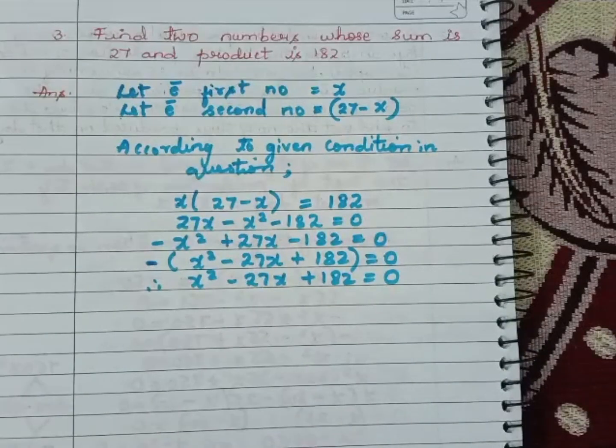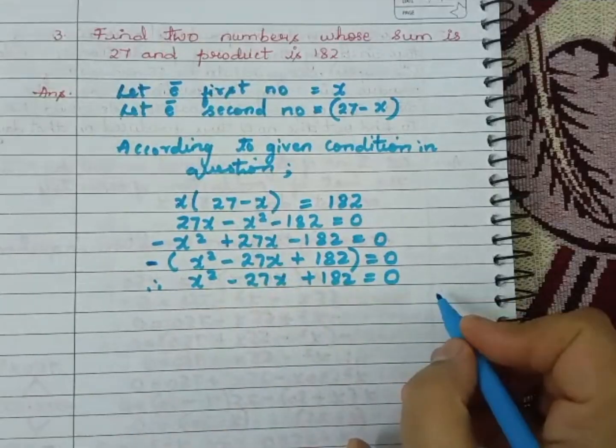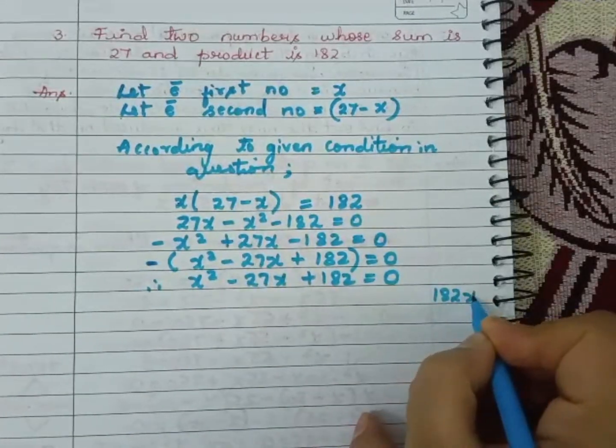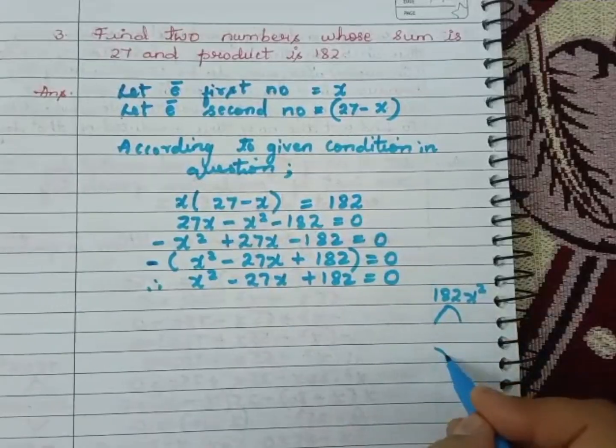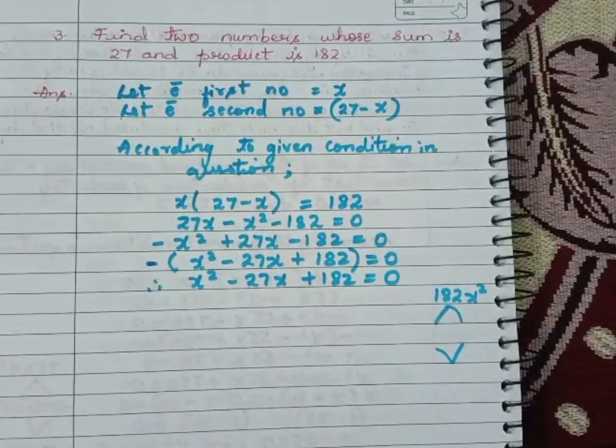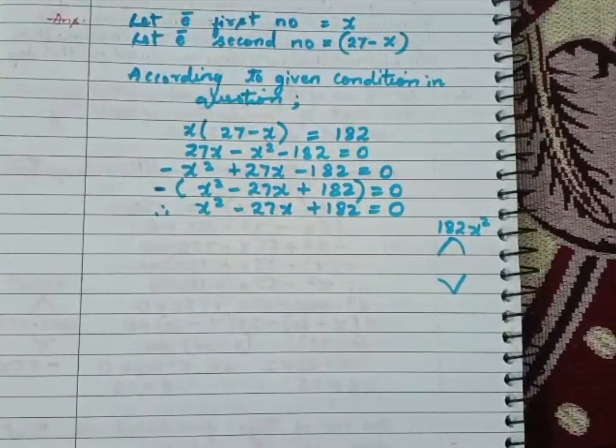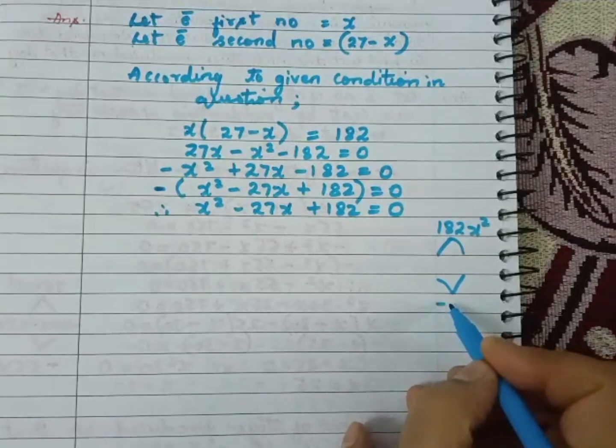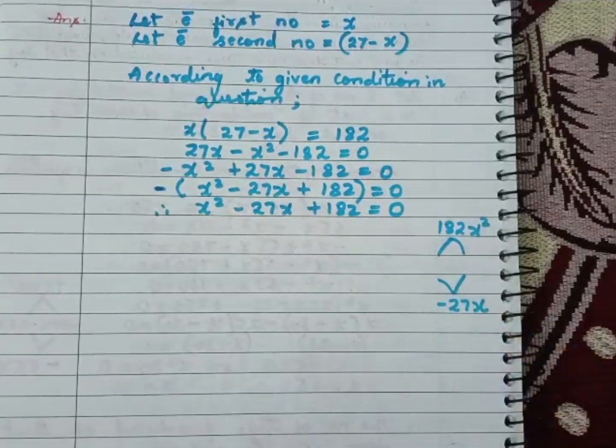Now this we have to do using the factorization method. That is x into 182 is 182x square. Now here, if you multiply, we have to get 182x square. If we add or minus, we have to get minus 27x.